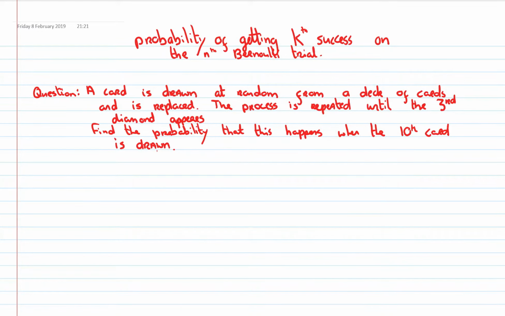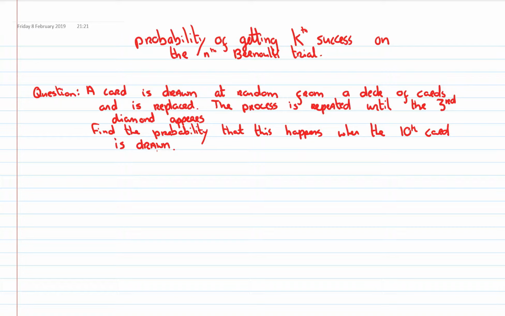Right, in this video we're going to find the probability of getting the kth success on the nth Bernoulli trial. The best way to explain this is with a sample question. A card is drawn at random from a deck of cards and is replaced. The process is repeated until the third diamond appears. Find the probability that this happens when the 10th card is drawn.